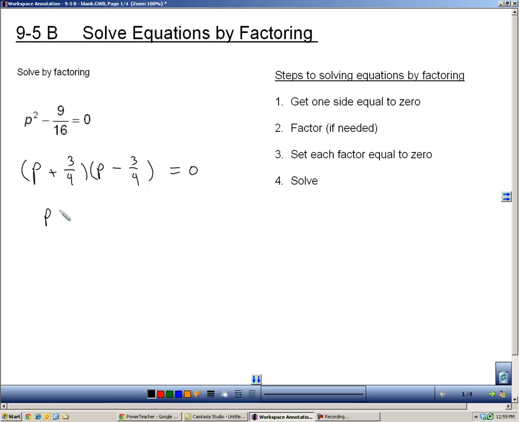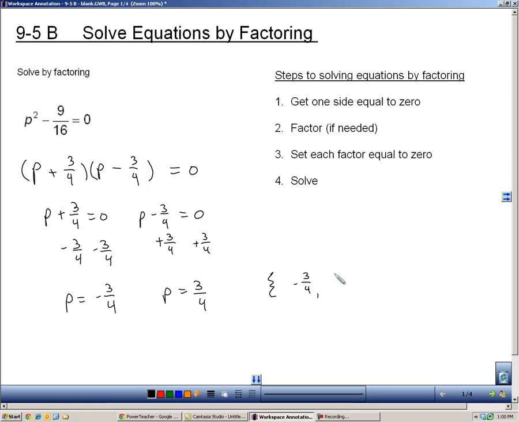Step 3, set each one of those equal to 0. And then step 4 says solve. So your answers are negative 3/4 and positive 3/4. If you think about it, this will always happen when you have a difference of squares. You're always going to get one answer that's positive and the same answer that's negative because of the plus and minus sign that you create when you factor.